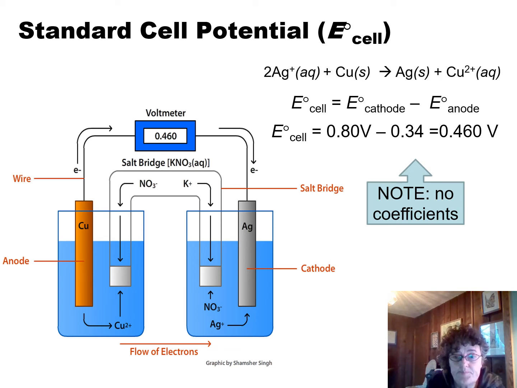Now note that I chose this example because there is a coefficient of 2 in front of silver and a coefficient of 1 in front of copper, but these coefficients do not appear in any shape or form in the formula. So you don't have to multiply or raise to any power. These values are already standardized and they don't require to be corrected for the coefficient.